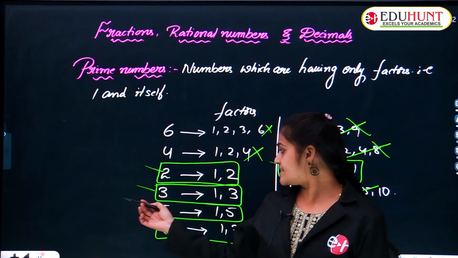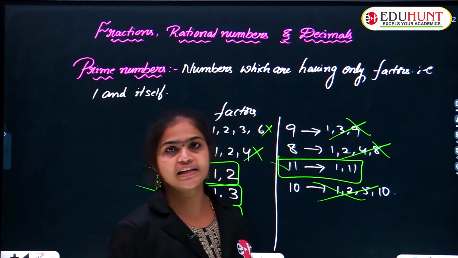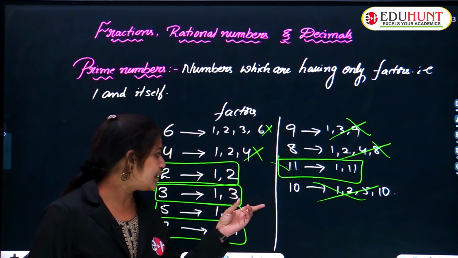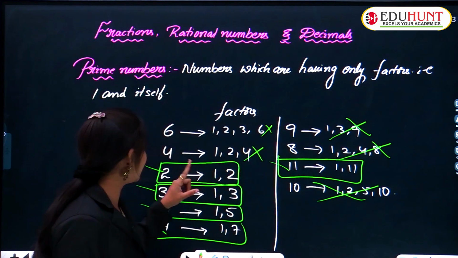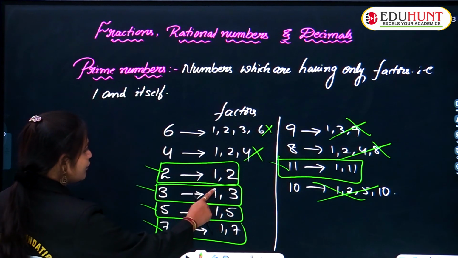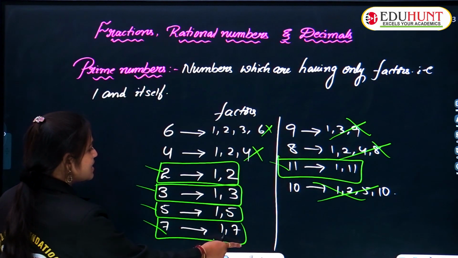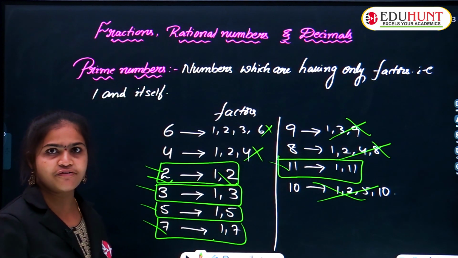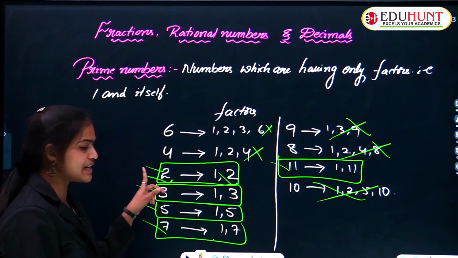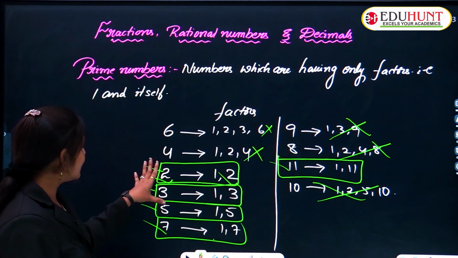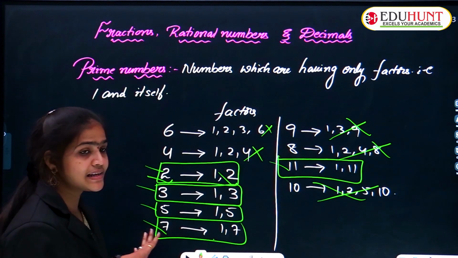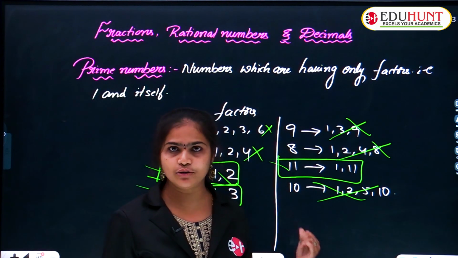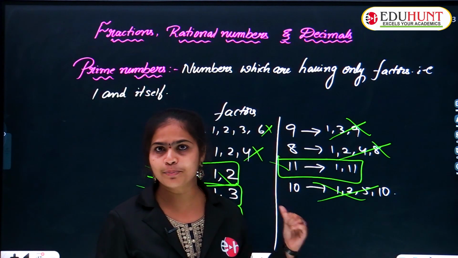Why? Because these numbers are having only 2 factors. What are those 2 factors? One is the number 1 and the other is the number itself. The second factor is the number itself, meaning the same number is written as a factor. Understood? So these numbers we call prime numbers. And how to identify prime numbers? I'll tell you that after the completion of composite numbers.